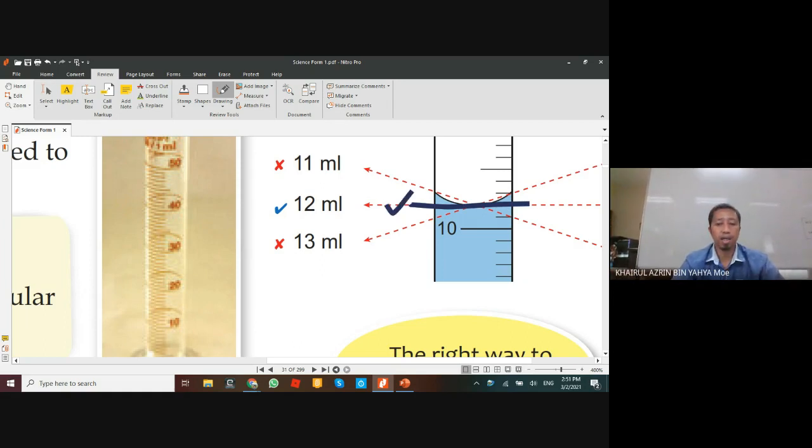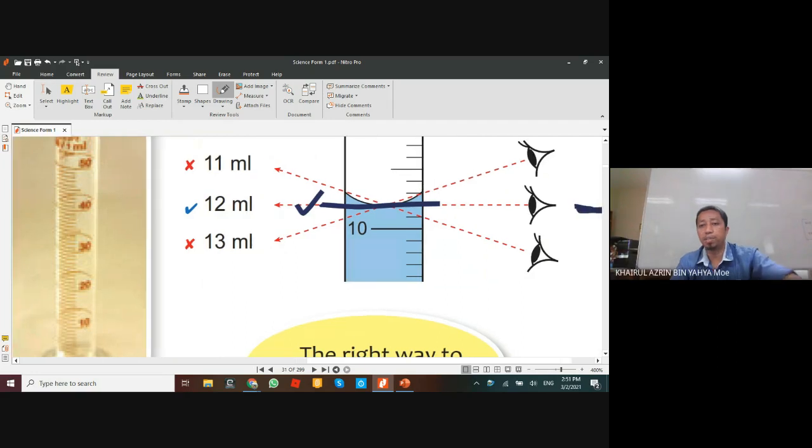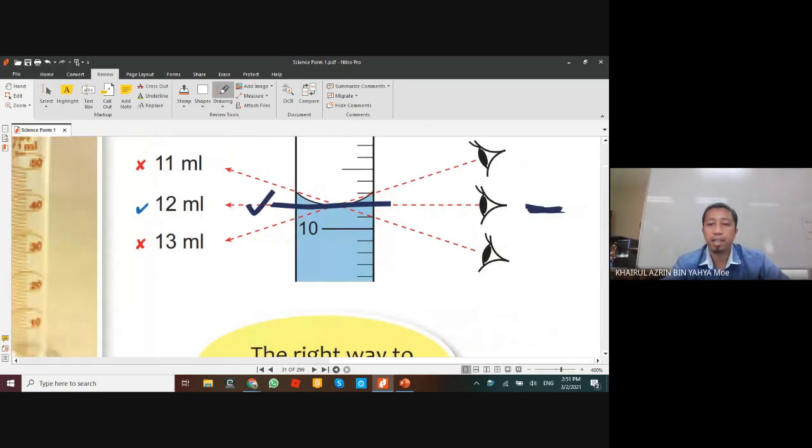And our eye position, this one is the correct eye position. This one we call error, parallax error.